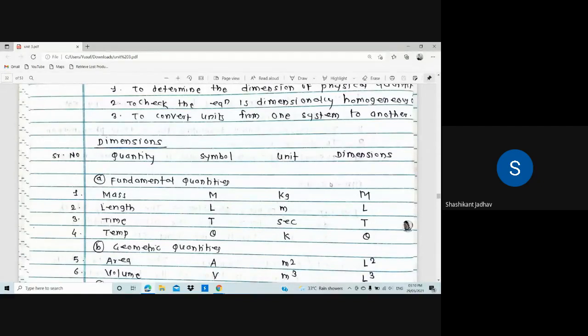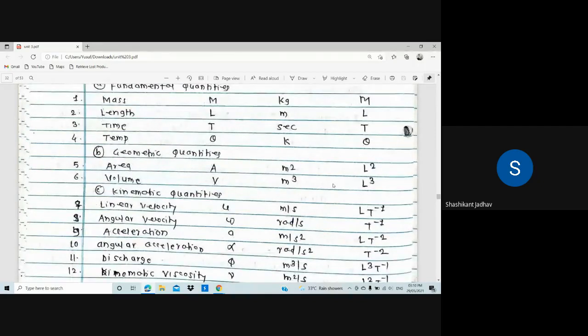Fundamental quantities. After completion of fundamental quantities, write down the B part, geometric quantities: area, volume. Write down the B part as geometric quantities.